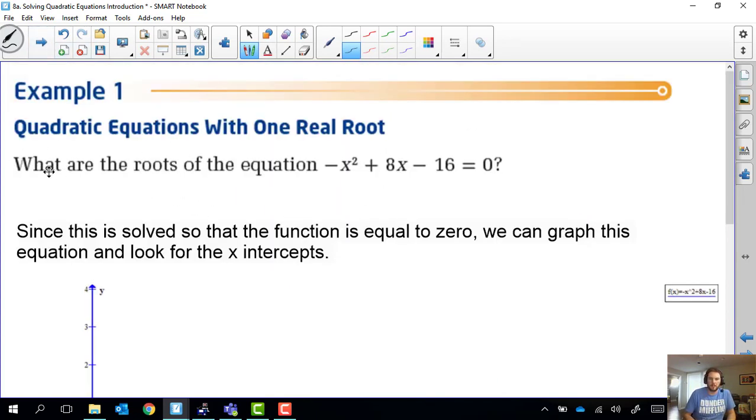So let's take a look at this one here. Negative x squared plus 8x minus 16 is equal to 0. Since this is solved so that the function is equal to 0, we can just graph this function as is. So we're just going to take the graph of y equals negative x squared plus 8x minus 16.